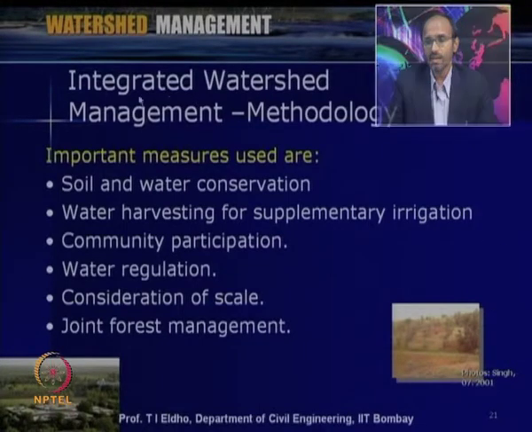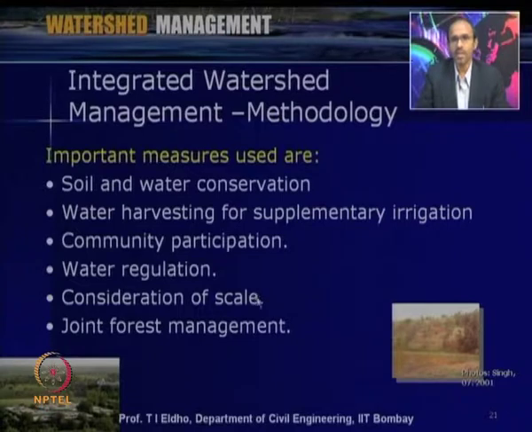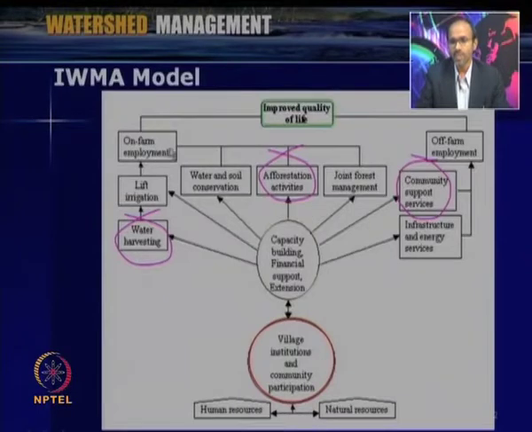In integrated watershed management, the methodology to be adopted, the important measures used are listed here, like soil and water conservation, water harvesting for supplementary irrigation, community participation, water regulation, consideration of the scale, like on a watershed scale as minor watershed or major watershed depending upon the requirement, and then the joint forest management. So, like that various issues we can integrate together, so that we can develop an appropriate methodology as far as the integrated watershed management approach is concerned. So, that way we can develop an integrated watershed management model.